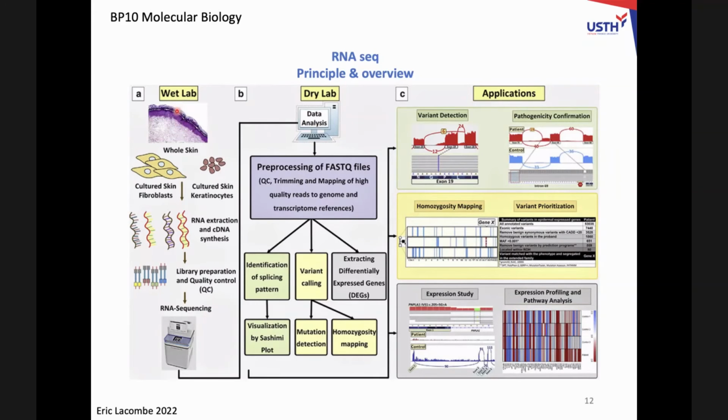Concerning the wet lab activities, everything starts as we already saw. We take the tissue, it can be tissue, cultured cells, whatever you want. You extract the RNA and you do the cDNA synthesis. This is the very beginning and it's a compulsory step. You convert the RNA to cDNA because we can only sequence DNA. So when you see, for example, RNA sequencing, they don't sequence RNA. They sequence the cDNA that corresponds to the RNA.